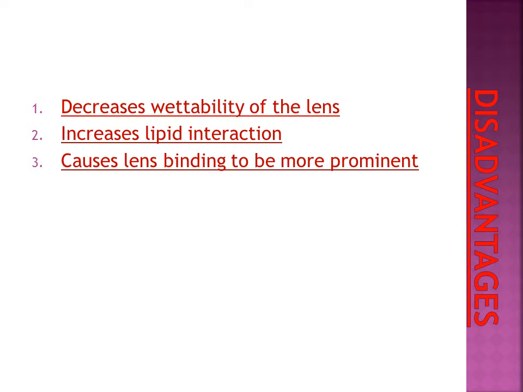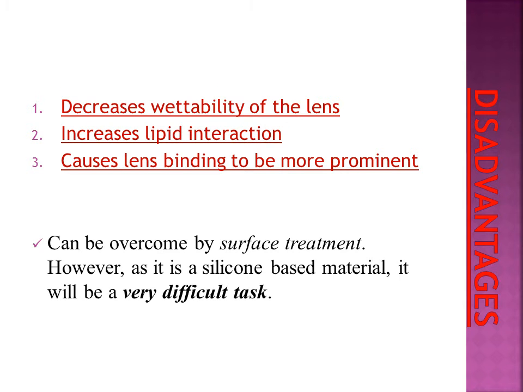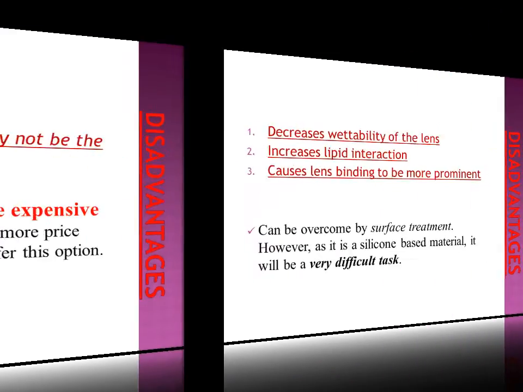Now I'll be talking about the disadvantages of silicone hydrogel lenses. Firstly, it will decrease the wettability of the lens. Secondly, increases lipid interaction. And thirdly, it causes lens binding to be more prominent. These disadvantages can be overcome by surface treatment. However, as it is a silicone-based material, it will be a very difficult task.